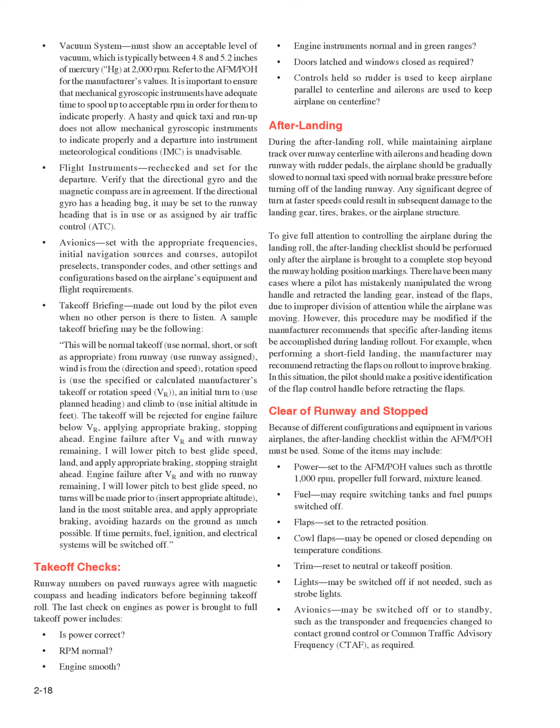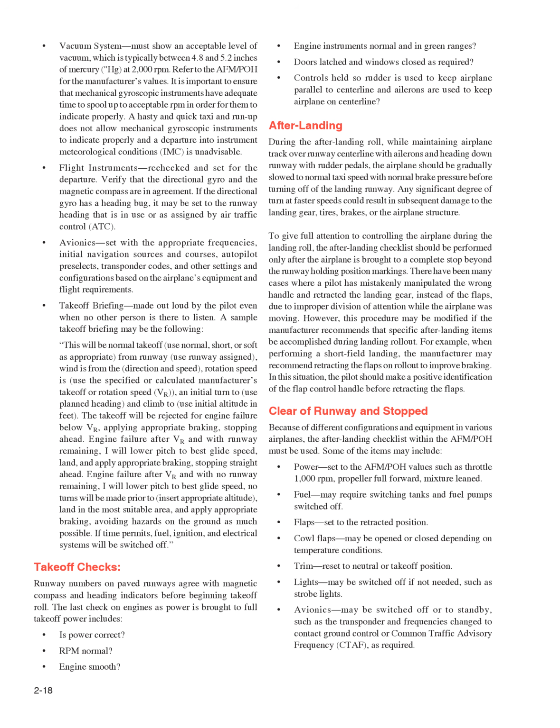Takeoff checks. Runway numbers on paved runways agree with magnetic compass and heading indicators before beginning takeoff roll. The last check on engines as power is brought to full takeoff power includes: is power correct? RPM normal? Engine smooth? Engine instruments normal and in green ranges? Doors latched and windows closed as required. Controls held so rudder is used to keep airplane parallel to centerline and ailerons are used to keep airplane on centerline.